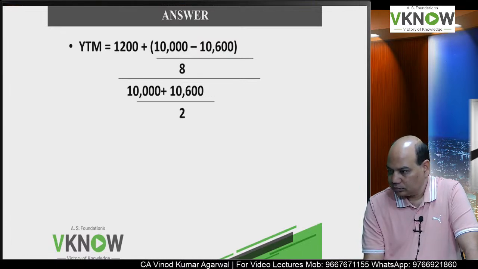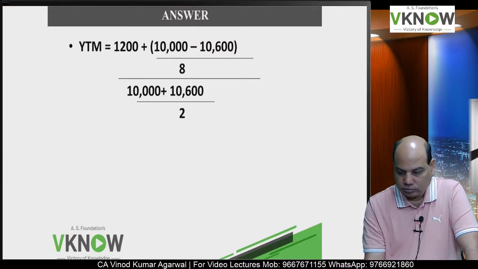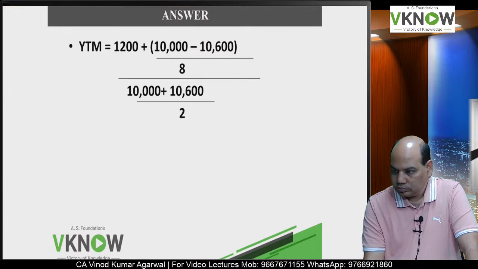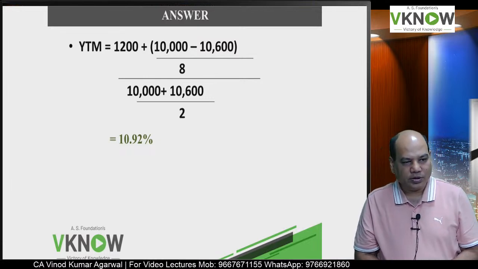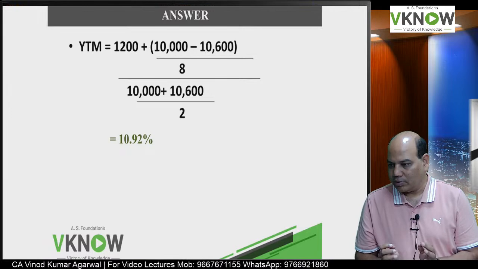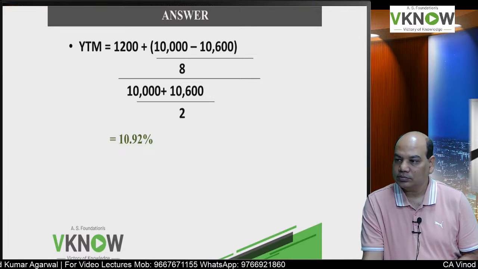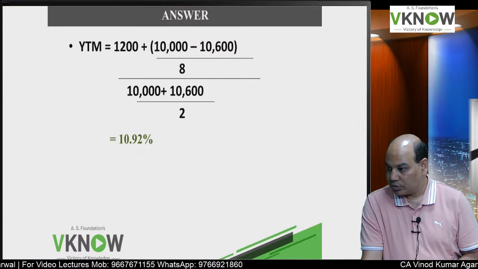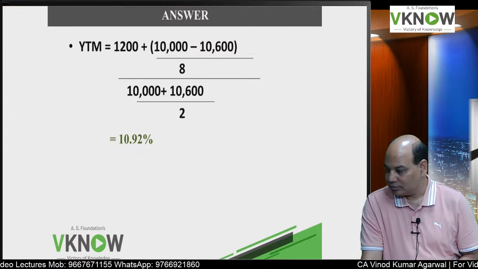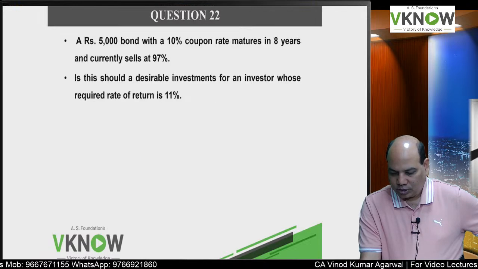Quickly reply. Please reply fast. So the answer is 10.92%. As we discussed, the YTM must be less than 12%. So 10.92, is it right? Check again. 10.92, yes. Please say, is it right? Write in chat box, yes sir, it is right.